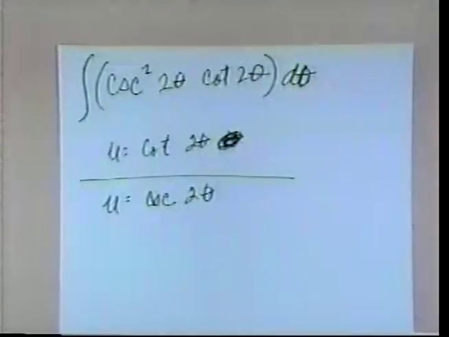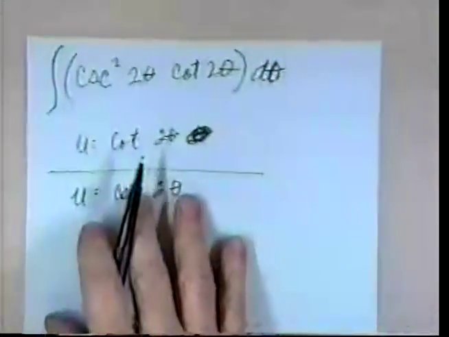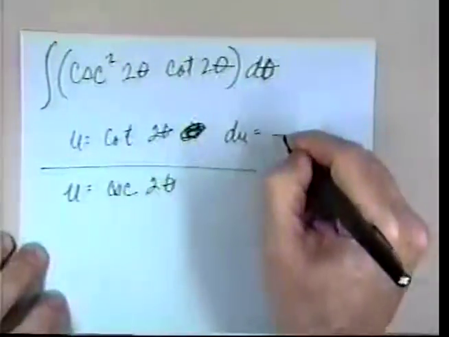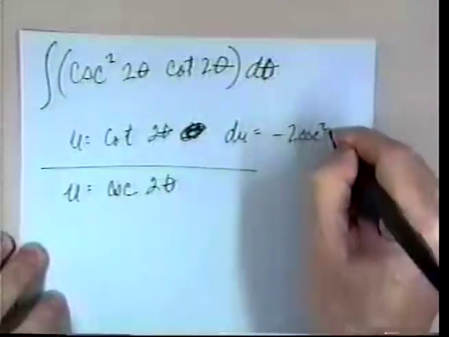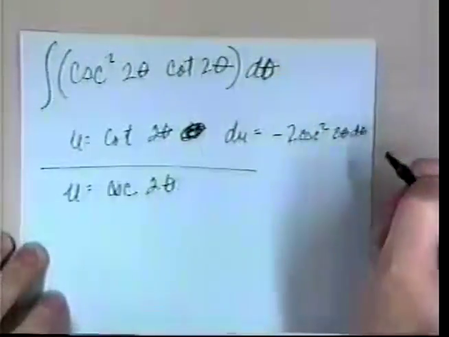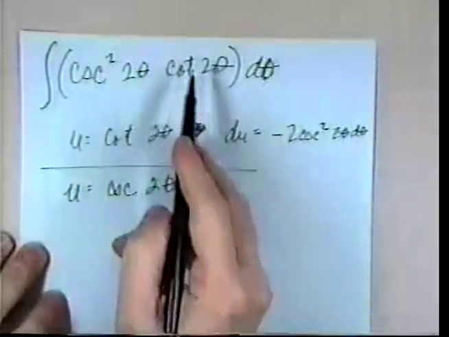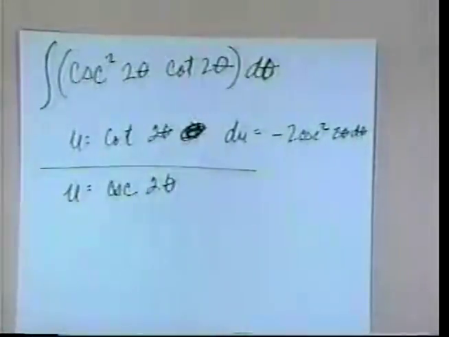If you let u be the cotangent of 2 theta, now I certainly don't think you remember the derivatives from earlier off the top of your head, but you remember the cotangent and the cosecant appear in each other's derivatives. If we let u be the cotangent of 2 theta, then du is going to be minus 2 cosecant squared 2 theta d theta. And that's pretty convenient, because there's your cosecant squared right there if you let u be the cotangent.